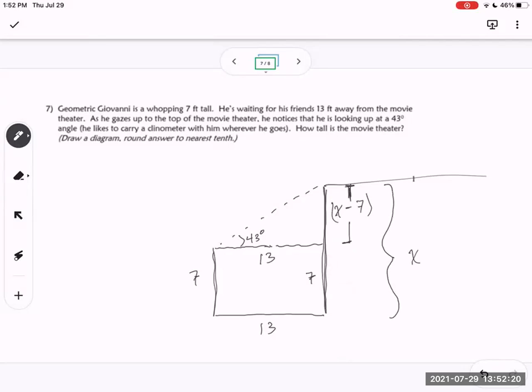And so you can use, this is the opposite, and this is the adjacent. So the tangent of 43 equals the opposite. We'll call it A for now. It's the opposite over the adjacent, over 13. So A equals 13 tangent 43. So punch that into your calculator, 13 tan 43.